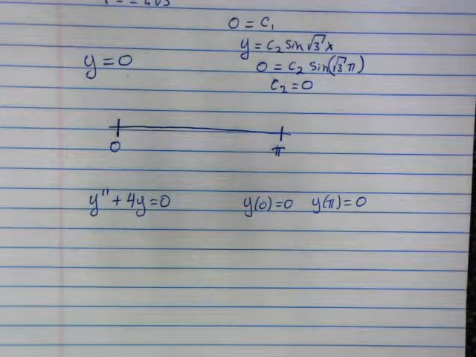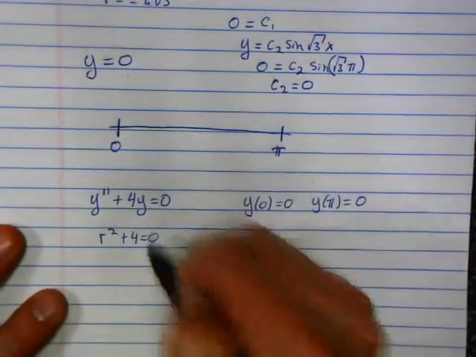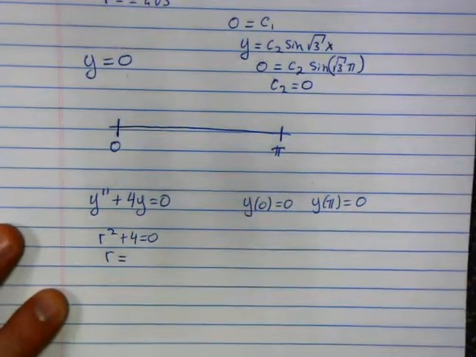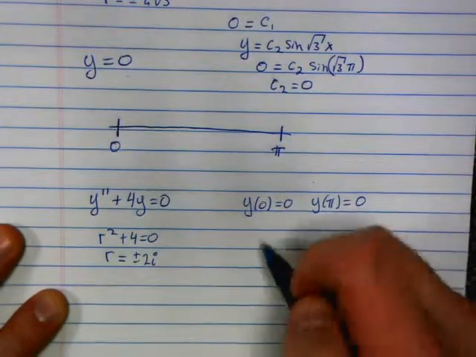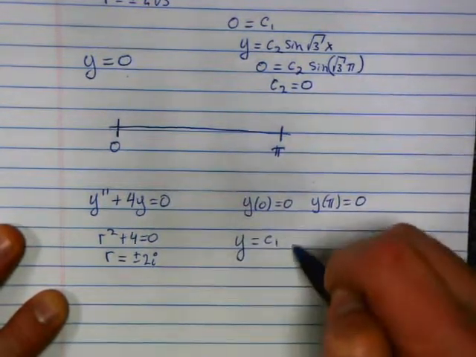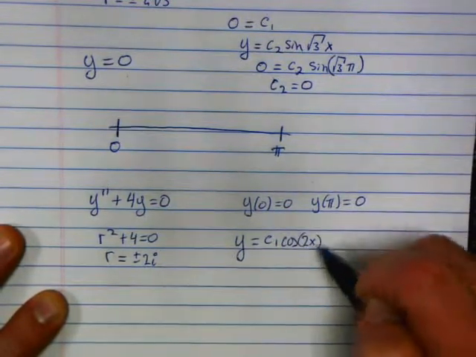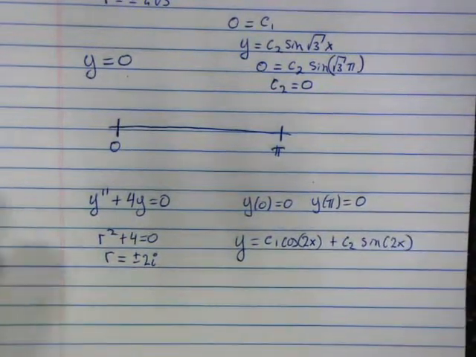Well, we'll find out. This time we would have r squared plus 4 equals 0. So r would be plus and minus 2i. Our equation would then be y equals c1 cosine 2x plus c2 sine 2x.